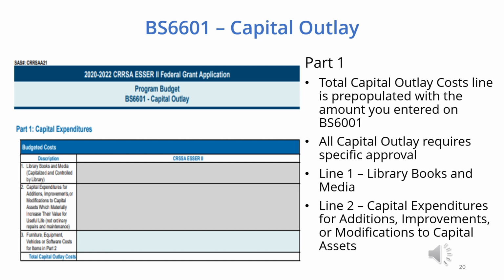Line 2 is for capital expenditures for additions, improvements, or modification to capital assets that increase their value. Line 3 is for furniture, equipment, vehicles, or capitalized software. Budget funds appropriately for each line. When you add amounts on lines 1 and 2, they will reduce the amount on line 3. Construction is a special cost and will need to be approved by Corey. There's a specific process to request approval of those items.